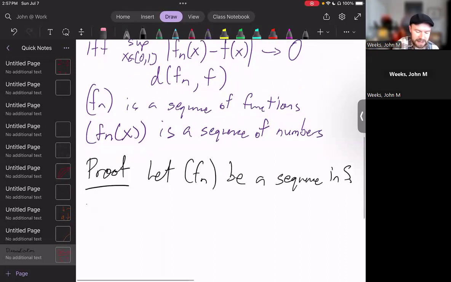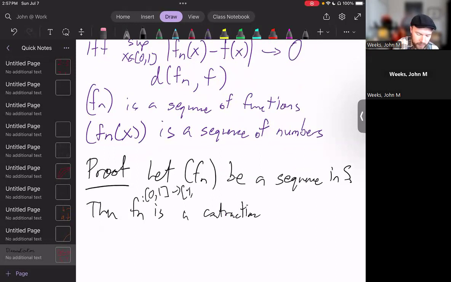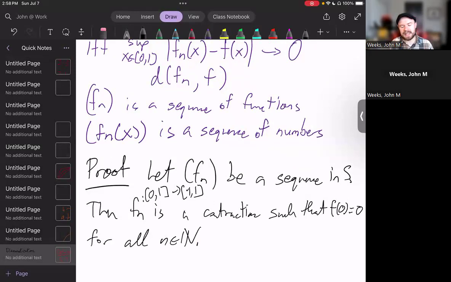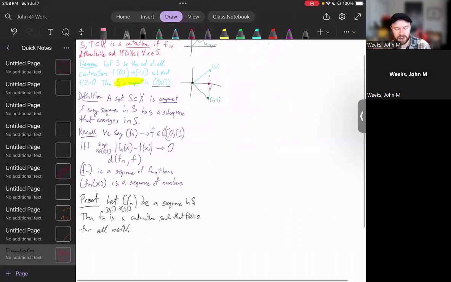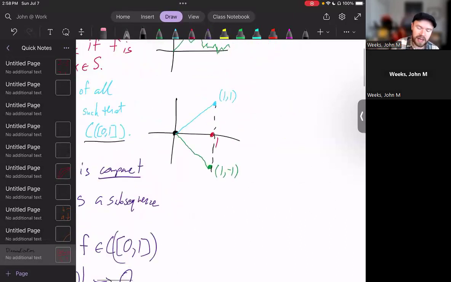Now, what that means is each f sub n is a contraction, and each one goes from [0, 1] to [-1, 1], such that f(0) is equal to 0 for all n in the natural numbers. So that's to kind of get us an idea of what these functions are doing. What might these functions look like? We are not given anything about this sequence converging outright.